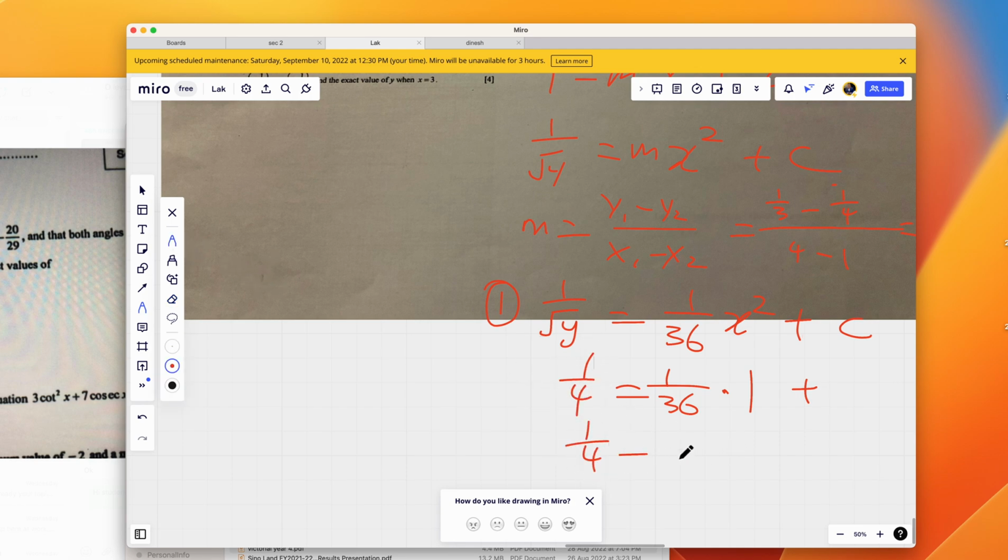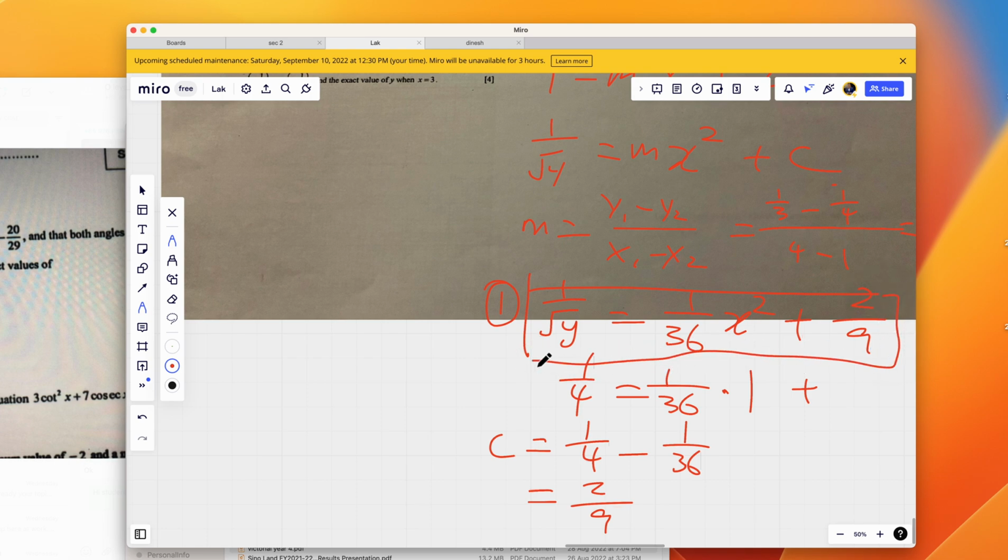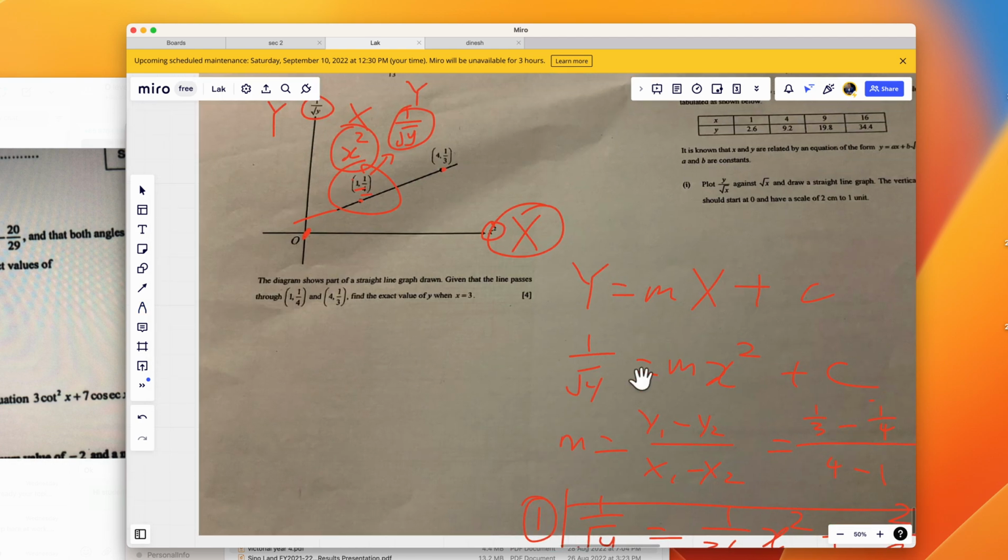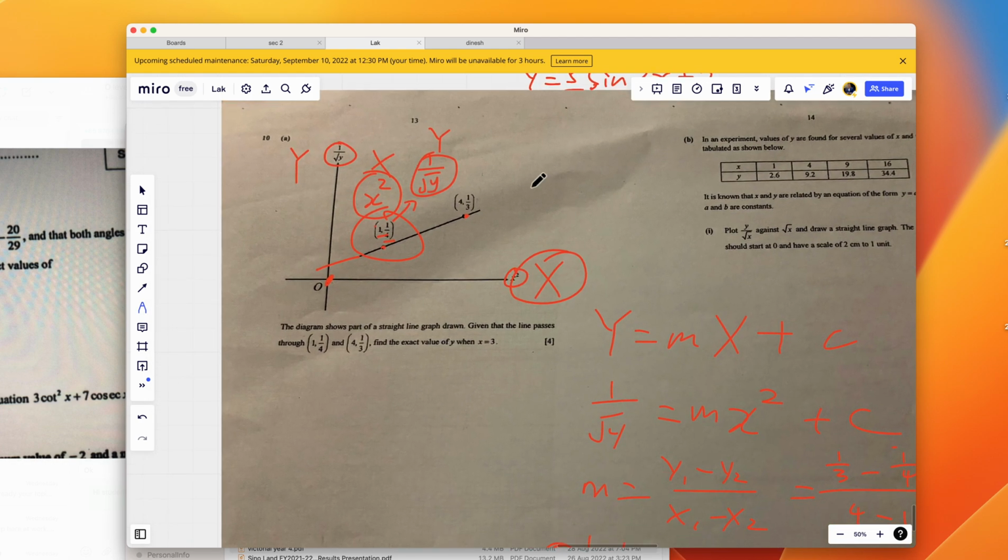So can you help me out? Minus 1 over 36 is equal to c. Yes. So that's how you get your y-intercept. 2 over 9. 2 over 9. Okay, good. So therefore, this is the linear equation that fits this curve.